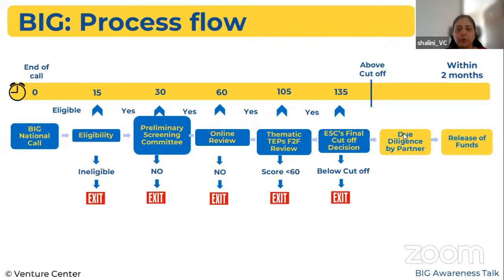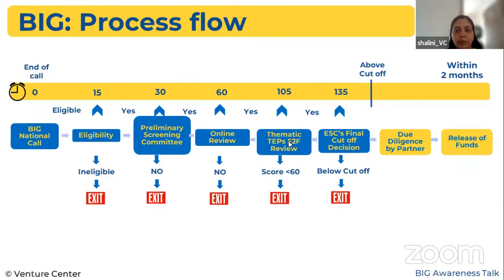So the process flow, I'll just run through the process flow to give an idea of what the timeline is when you get the project started. Once the call is open, which is open twice a year, as you all know, it goes into the eligibility round where the basic and legal eligibility is checked. After which a preliminary screening is done for the proposal. Once you clear that, your proposal is assigned to online reviewers. Five reviewers review the proposal and they score you. There's a cutoff decided by the committee.